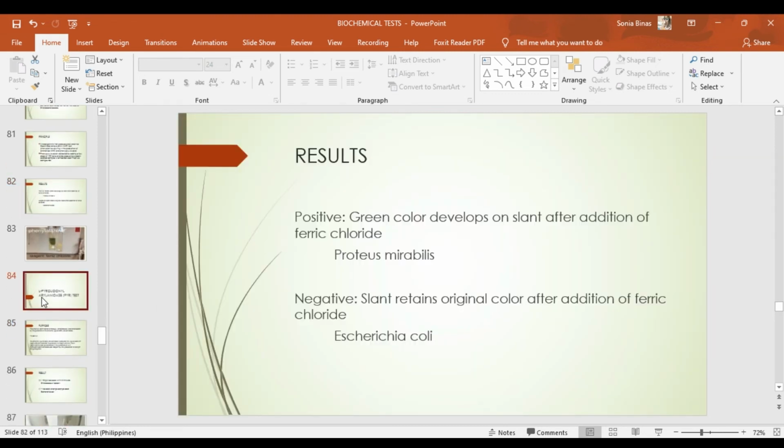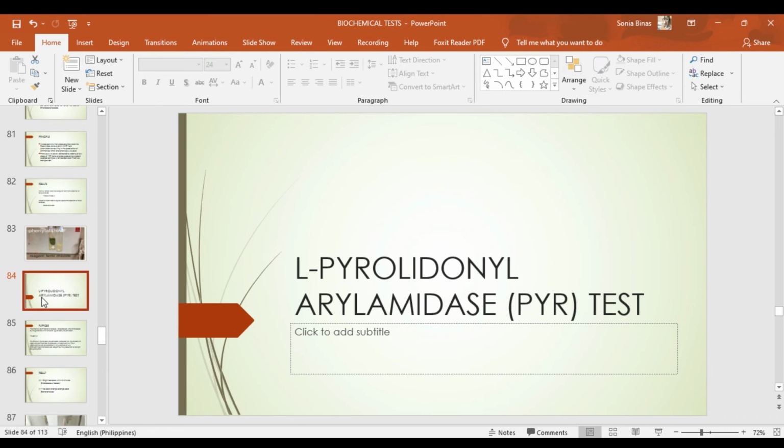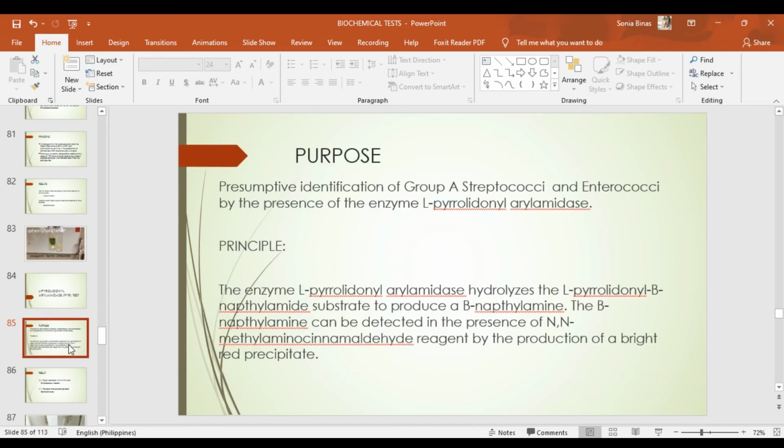So, the next is our L-pyrrolidonyl arylamidase or PYR test. The PYR test is used for the presumptive identification of group A streptococci and enterococci by the presence of the enzyme L-pyrrolidonyl arylamidase. This enzyme hydrolyzes the L-pyrrolidonyl B-naphthylamide substrate to produce B-naphthylamine.